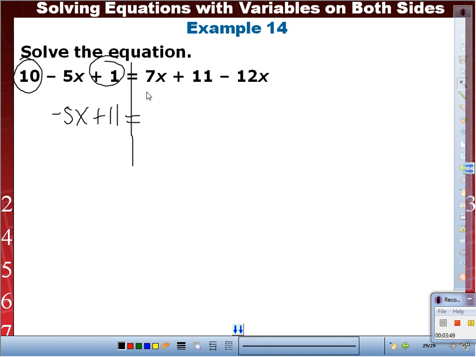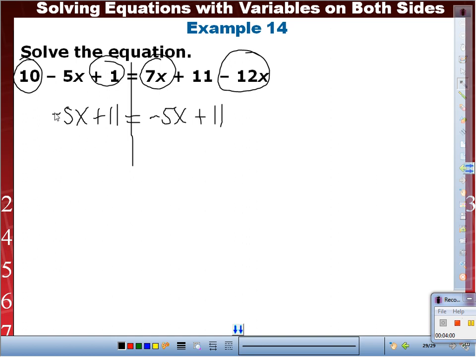Equals. What can I do to this side to simplify? Combine like terms. This one and this one. What do we get? Negative 5x. Bring down the plus 11. What do you guys see? That this is identical to this. Did you get anything like that last night on the homework? Yes, one problem was like that.